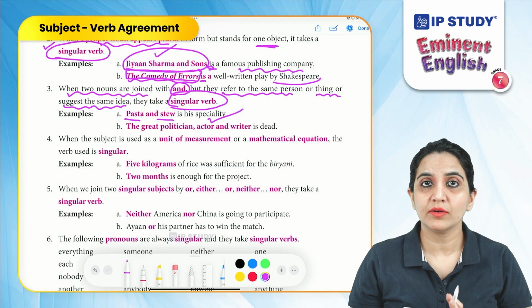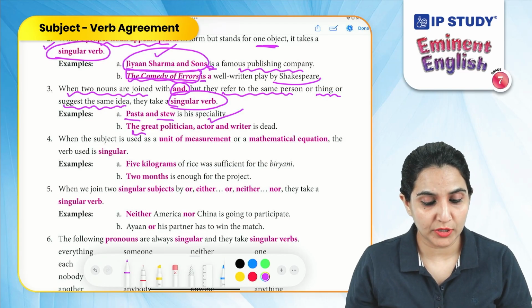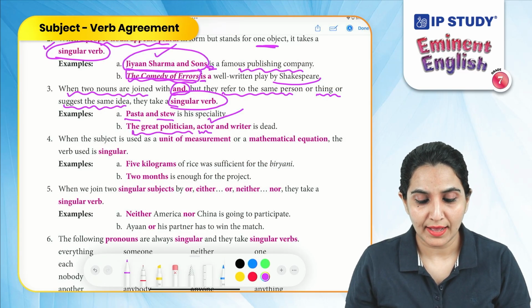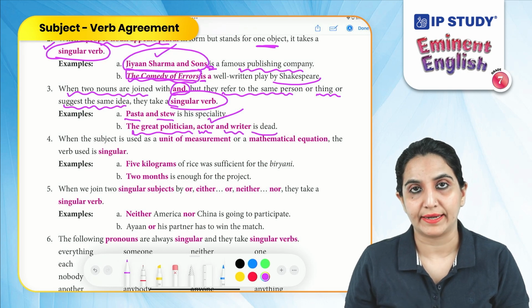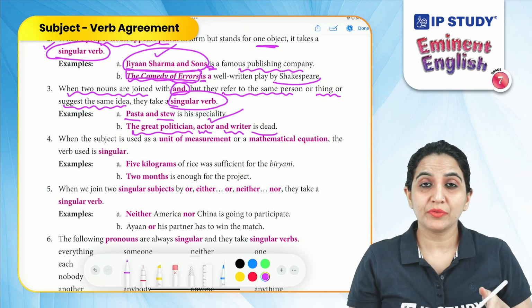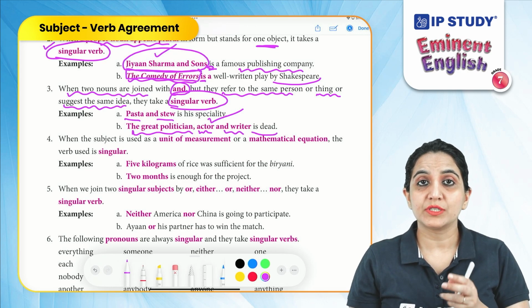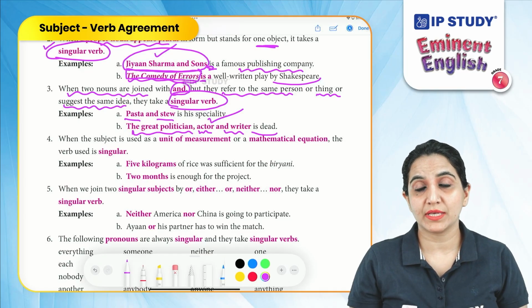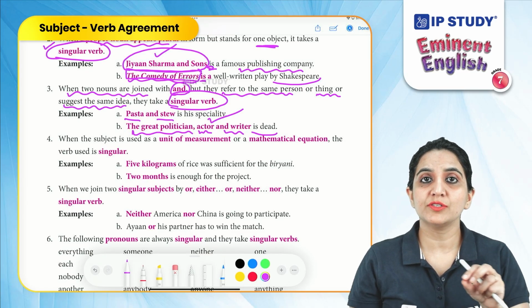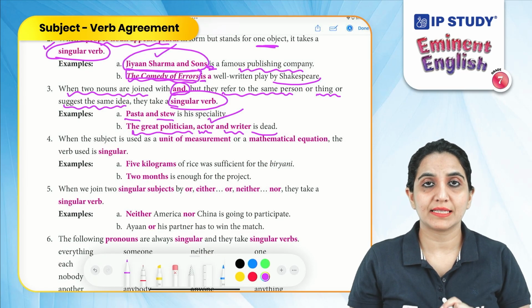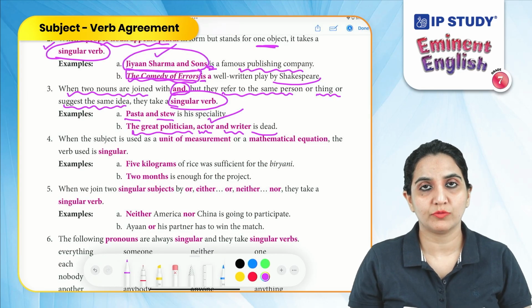a singular verb. "The great politician, actor and writer is dead." So again, we are talking about three different occupations which are joined by using "and", but refer to the same thing. That's why we will use a singular verb here.